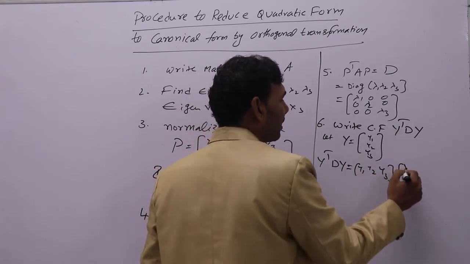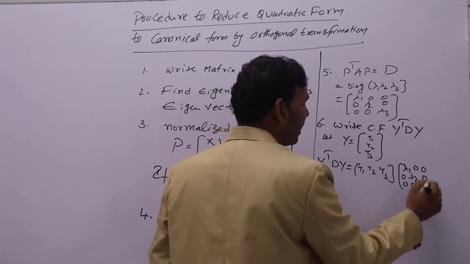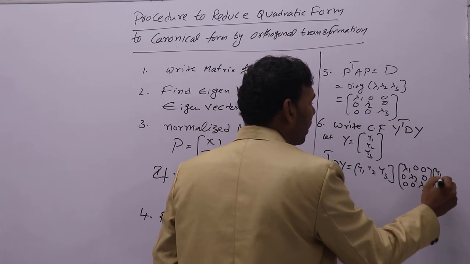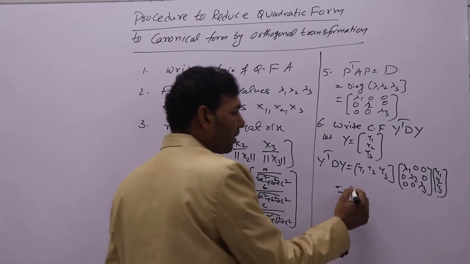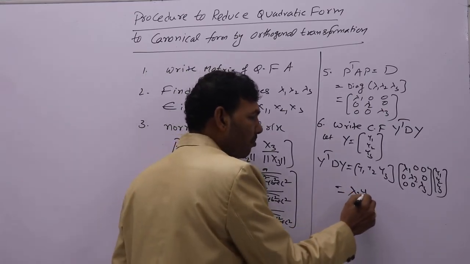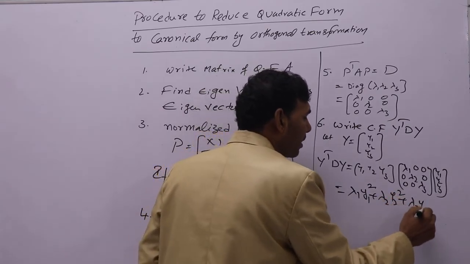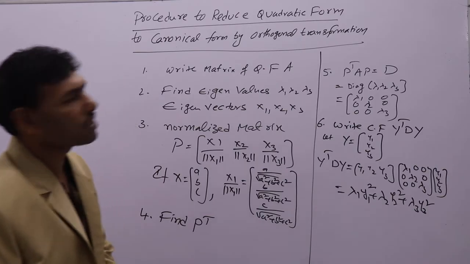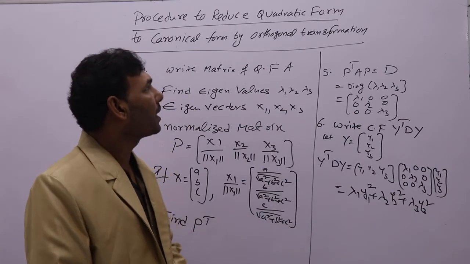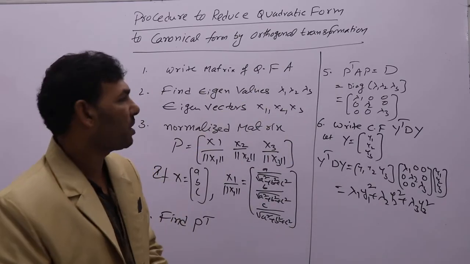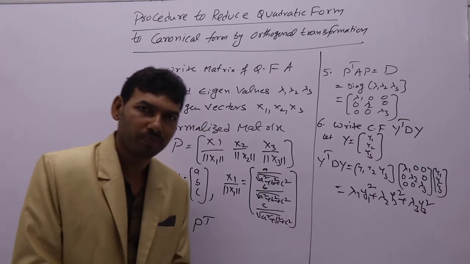The D matrix I wrote: lambda 1, 0, 0, 0, lambda 2, 0, 0, 0, lambda 3. Again the y matrix: y1, y2, y3. If you multiply these three, you will get the canonical form as a sum of squares: lambda 1 y1 square plus lambda 2 y2 square plus lambda 3 y3 square. So this is the procedure we use to reduce a given quadratic form to canonical form by orthogonal transformation. Using this procedure, we are going to solve a few problems now.